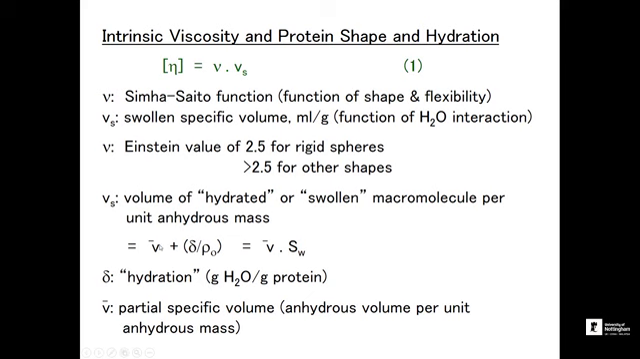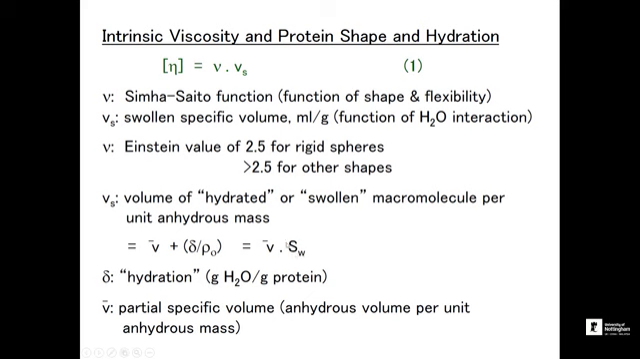V bar, what's V bar? Yesterday we said it referred to the dry molecule, the anhydrous molecule. And delta is the hydration, and rho is the density of the water. In the practical, you'll get used to using these, so you'll get some practice with this.